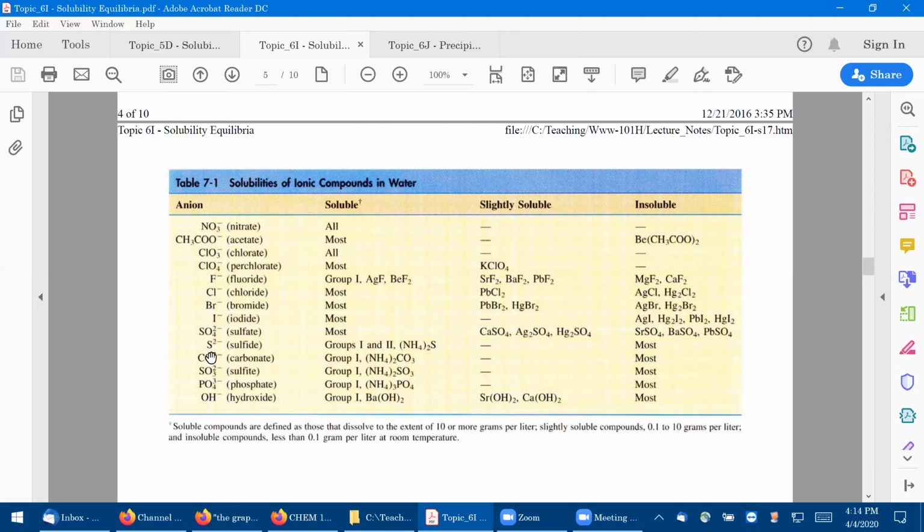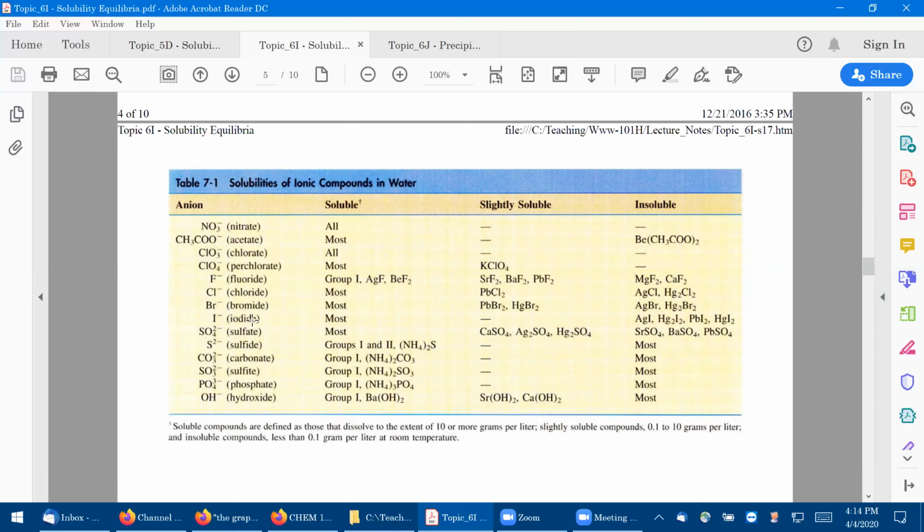And then there are the anions: sulfide, carbonate, sulfite, phosphate, hydroxide. There are a number of others that are mostly insoluble. There are a few that are soluble, usually the alkali metal versions of these anions. And so what we've been referring to qualitatively are these various categories of soluble versus insoluble. But as we'll see, almost nothing is completely insoluble. In other words, it doesn't have a solubility of zero.